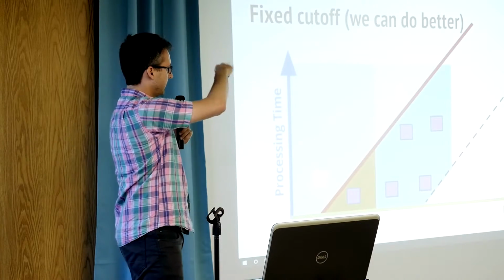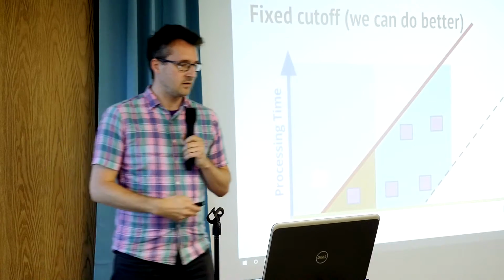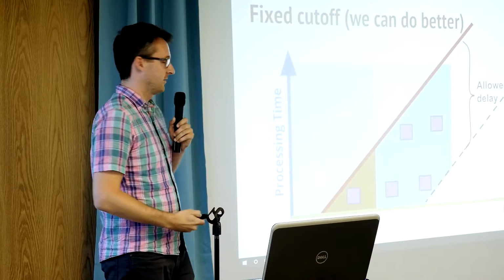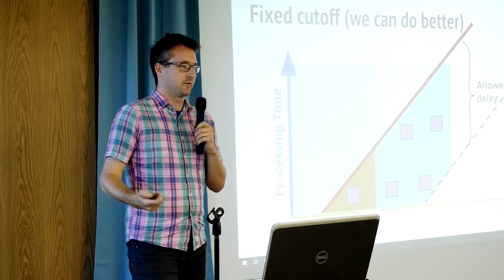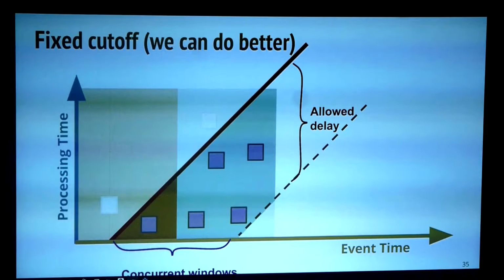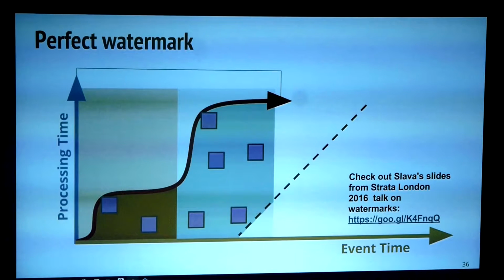Just ignore any data that appears above that red line. It truncates the top of every band, so we won't have to wait forever. And it also bounds the number of windows that will be simultaneously processed, so we don't have to store an infinite amount of data. It's not a terrible idea, but unfortunately, it is insensitive to our data. We can do better. What if we could just perturb the cutoff into a curve that wraps around all the data? A curve like this is what we call a watermark. We don't usually think of it as a curve.